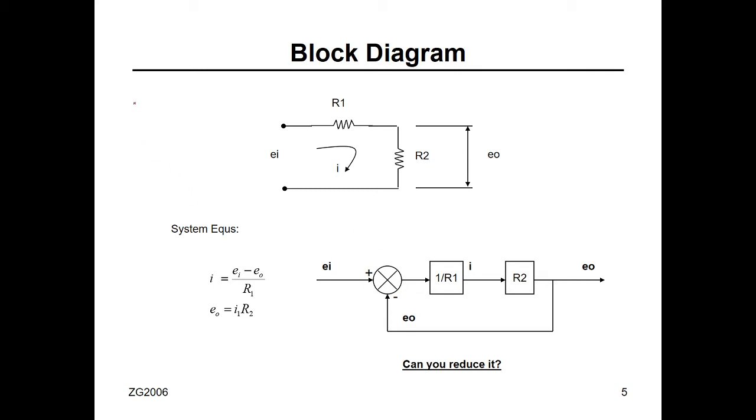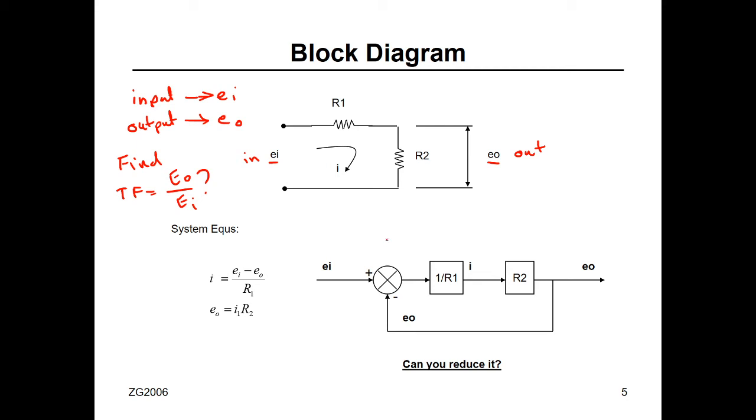He said here the input in this problem is EI, this variable voltage source, and he said the output is E out. So this is the input, this is the output. Find the transfer function. The input is EI, in the Laplace domain, and the output is E out.